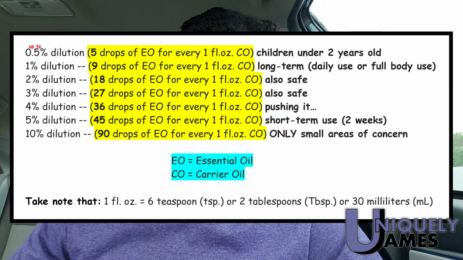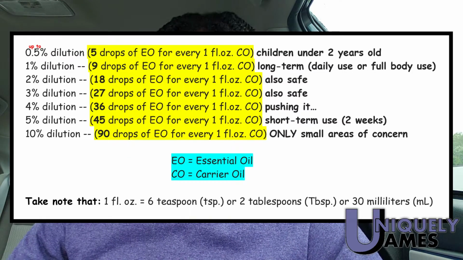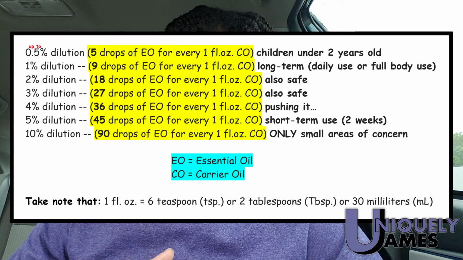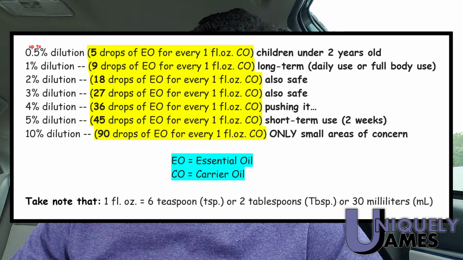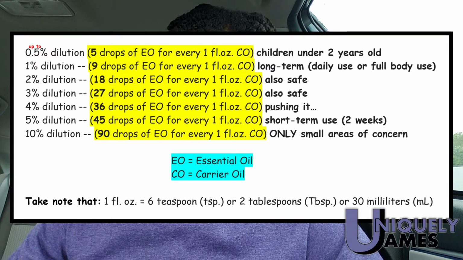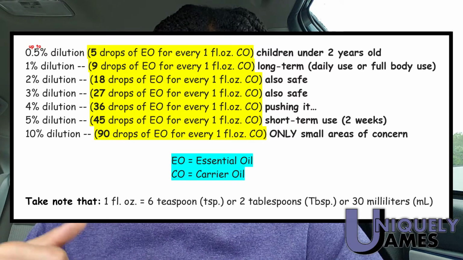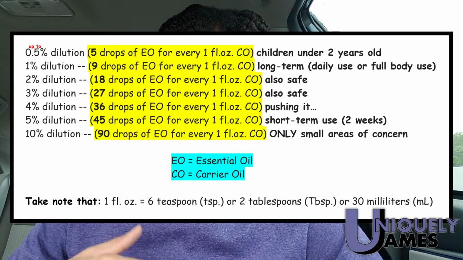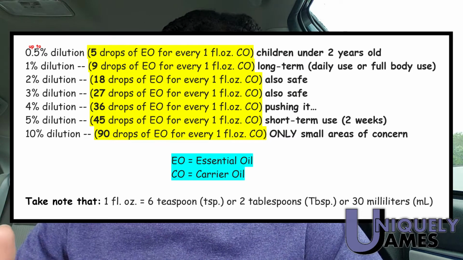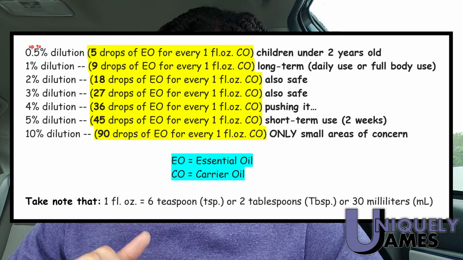If you go up to a 1% dilution, you would do 9 drops for every 1 fluid ounce. 2% dilution would be 18 drops for every 1 fluid ounce. 3% dilution would be 27 drops for every 1 fluid ounce. 4% dilution would be 36 drops for every 1 fluid ounce. And for the 5% dilution ratio, which is recommended for short-term use, that ratio is going to call for 45 drops of an essential oil for every 1 fluid ounce of your carrier oil.